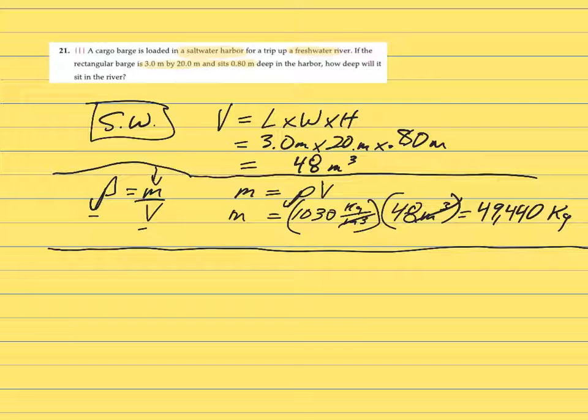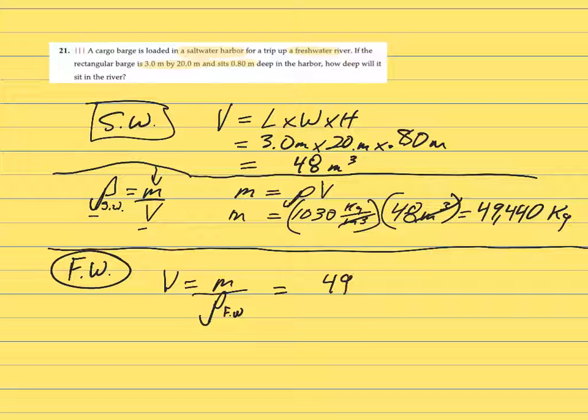Alright, I think we're done with saltwater. Let's go to freshwater. Now, the volume is going to change because it's going to either sit more or less into the water. So we could go for volume equals mass over density. I probably should have said the density up here was SW, saltwater. The density here is going to be of freshwater. We know the mass, we just played that silly game, mass isn't going to change, right? 49,440 kilograms. And the density of freshwater is that 1,000, whoops.